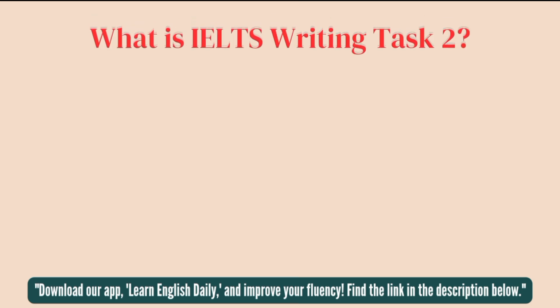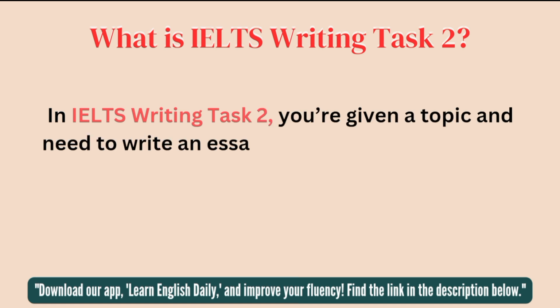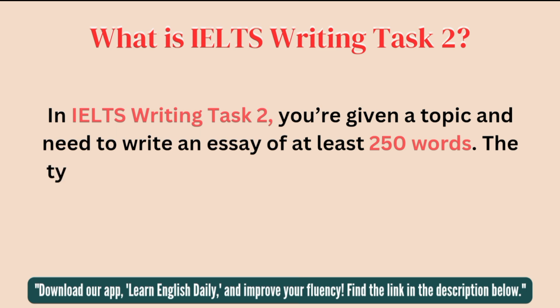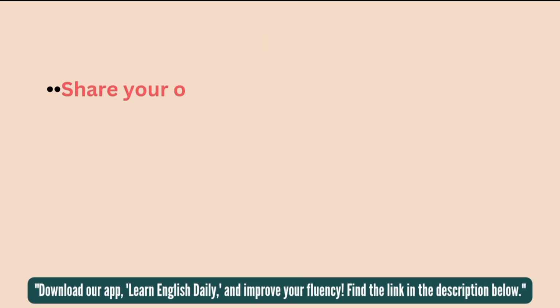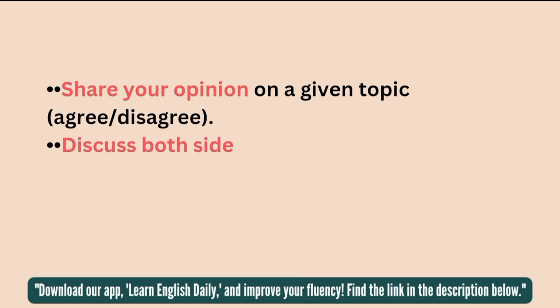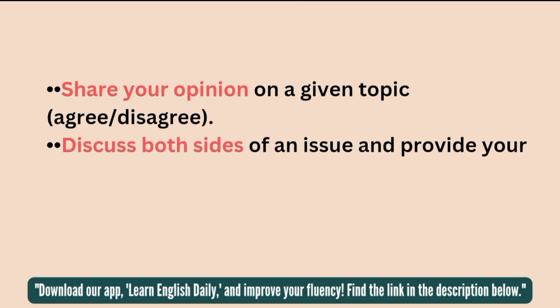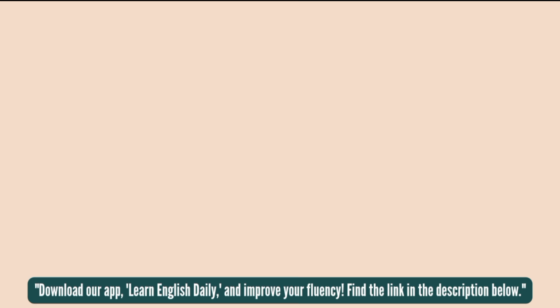What is IELTS Writing Task 2? In IELTS Writing Task 2, you're given a topic and need to write an essay of at least 250 words. The type of essay can vary, but it generally asks you to do one of three things. Share your opinion on a given topic, agree, disagree, discuss both sides of an issue and provide your viewpoint, explain a problem and suggest solutions.